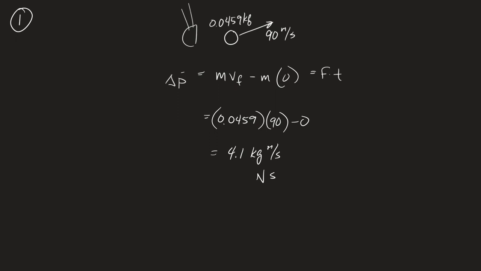And you still have to set this equal to force times time. What was the time of contact? 1/200th of a second? Okay. It's that simple. So solve for force by multiplying both sides by 200. I'm good with that. That's it. That's the problem. Next.